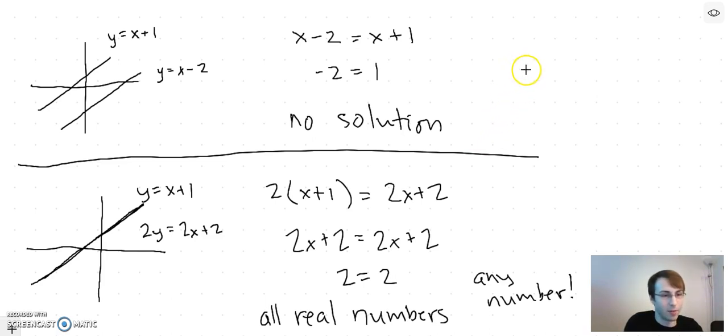So the takeaway from this: if you do substitution and you get to something weird like this, with a statement that just is not true, then that is no solution. If you get to a statement that is true, then any number. And if you get to something normal, like x equals 1, then you just go back and plug it in for y, see what it is.